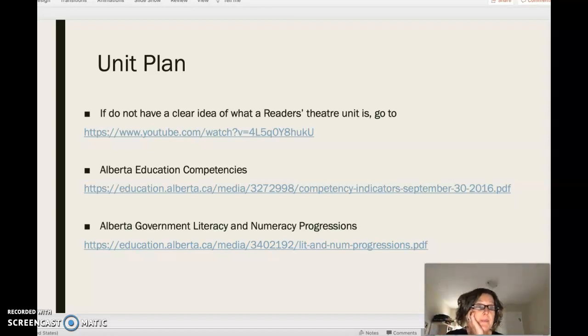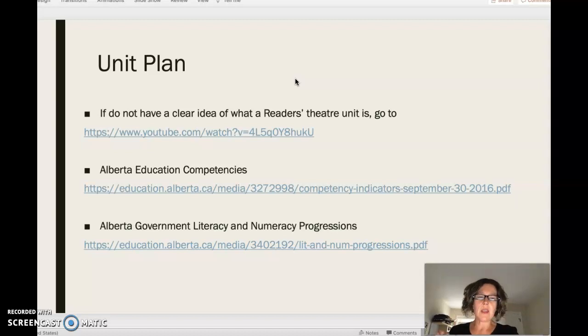Okay, so basically I'm going to show you an example of a unit plan on our MHC unit plan template. I'm going to pull the Reader's Theater unit out of the year plan. So you saw that I was going to do a Reader's Theater unit.